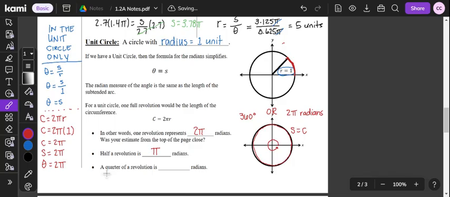And then finally, a quarter of a way around the circle. Well, that means I'm going to take my full circle, and quarter means to divide by 4. So I'm going to divide that by 4. Well, 2 over 4, I know that reduces to 1 over 2. So this is pi over 2 radians.